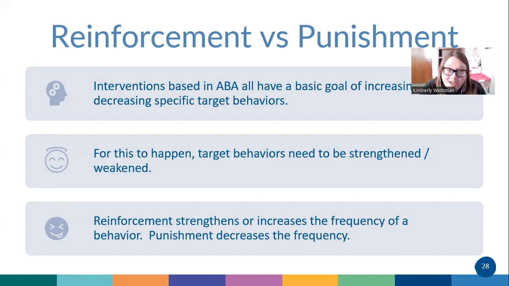So before we go too much further, let's talk about how we increase the likelihood of target behaviors that we want to occur more often, or how we decrease the frequency of other target behaviors. Interventions in ABA all have the same basic goal of increasing or decreasing those specific target behaviors. For this to happen, target behaviors either need to be strengthened or weakened. Reinforcement strengthens or increases the frequency of a behavior, and punishment decreases the frequency.